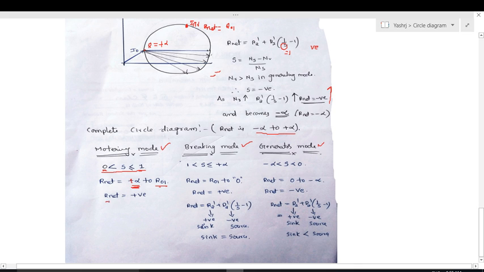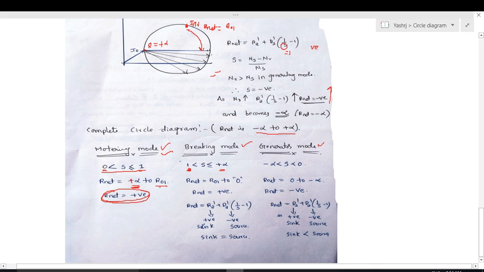So net resistance is positive. Net resistance positive means the motor absorbs the power. That's why this is called motoring mode. Motor always absorbs the power, so the net resistance is positive. Under braking mode, slip is greater than 1. I already discussed it earlier. Slip is from 1 to infinity, nothing but this portion.